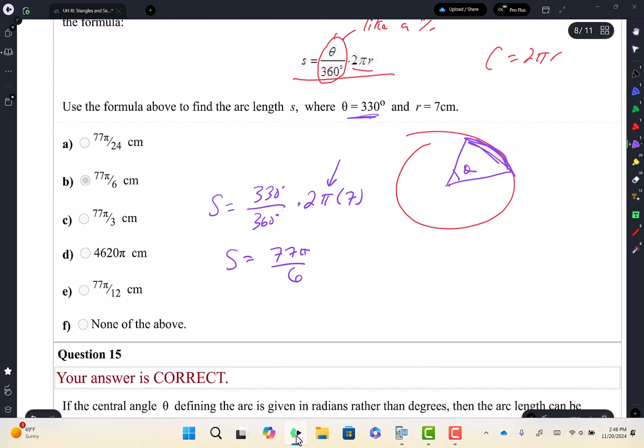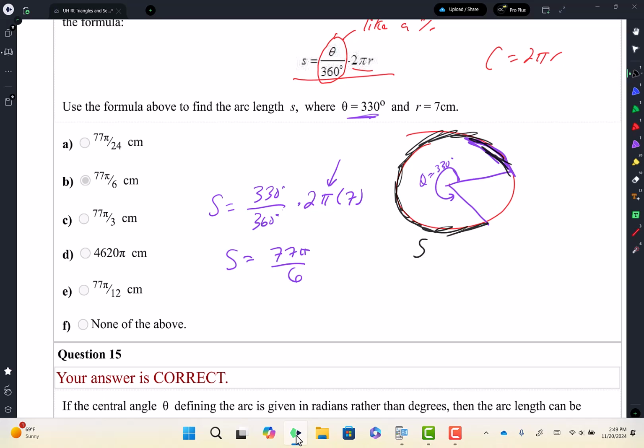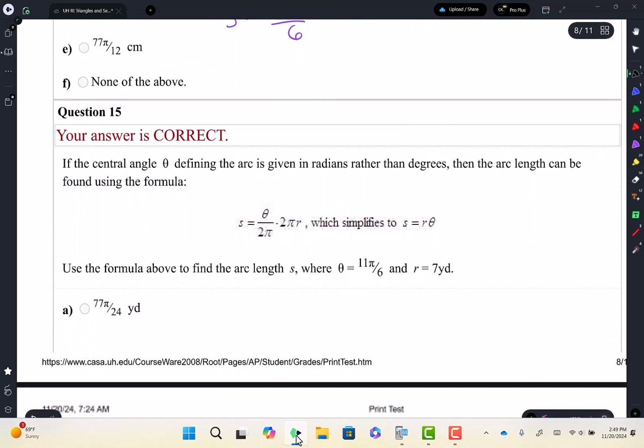For you visual learners, what did we find? We found this. So let me go ahead and write this big. We found 330, so it's like right there. So we found this is 330 degrees. You found all this in black. Call that S. You found all that in black. The arc length. Cool or not cool? Cool. All right, let's go to question 15.